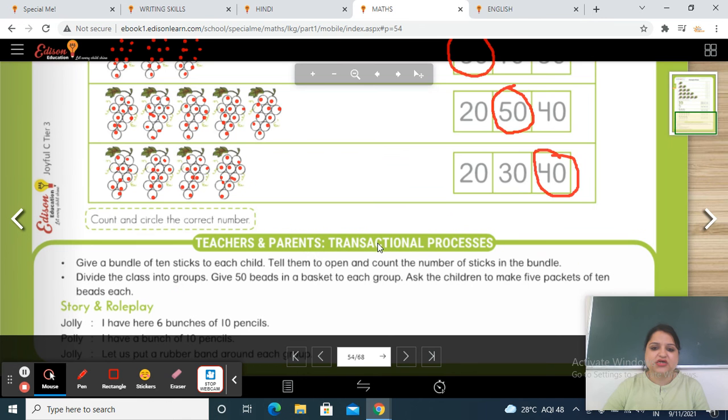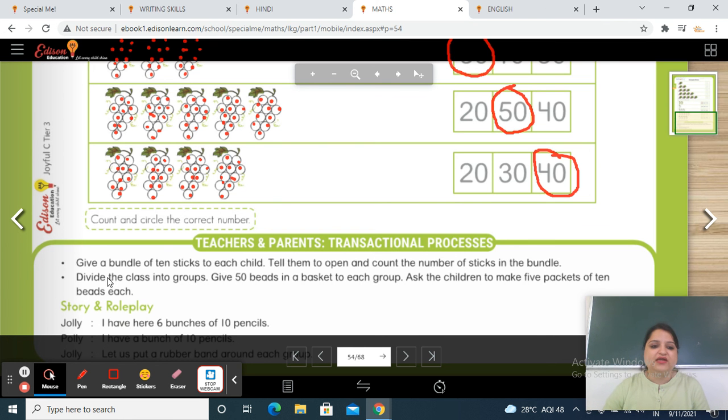Now, teachers and parents, transactional processes. Give a bundle of 10 sticks to each child. Tell them to open and count the number of sticks in the bundle. आपने क्या करना है parents? Bundle देनी है 10 sticks के बच्चों को. उसके बाद क्या करना है? बच्चों को open करने के लिए बोलना है और उनको count करने के लिए बोलना है वो sticks.